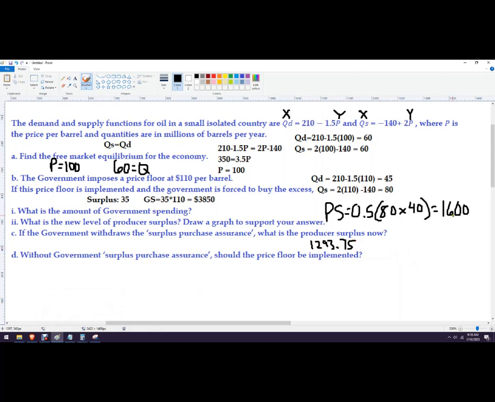Let's look at the old producer surplus. The old producer surplus was 1,600. The question is, without the government surplus purchase assistance, should the price floor be implemented? It's kind of a political calculation, but really, from an economic efficiency standpoint, no. We have smaller producer surplus, smaller consumer surplus. Another thing you could do is figure out the total surplus without government interference, and it's going to be bigger because there's no deadweight loss there.